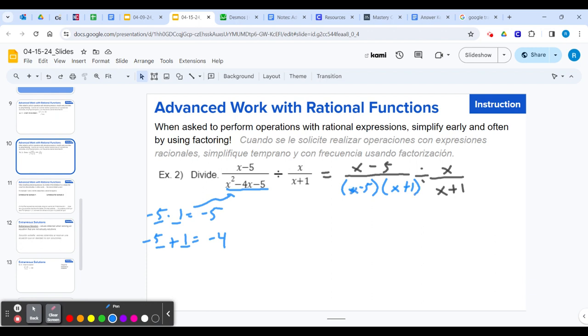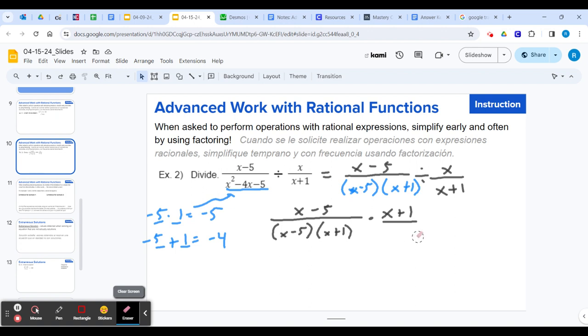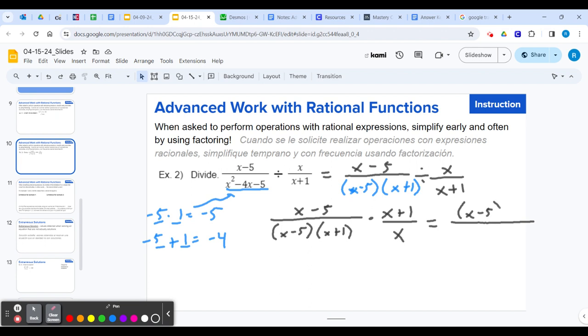And now before we do anything, I'm going to apply my keep, change, flip so that I can see how everything plays out. So I'm going to keep my first expression, so x minus 5, over x minus 5 times x plus 1. Change my division to multiplication, and then I got x plus 1 divided by, oh, sorry, divided by just x there. My apologies. Almost made a mistake. There's my keep, change, flip. And I like to rewrite this one more time to have everything in one clean fraction, x minus 5 times x plus 1.